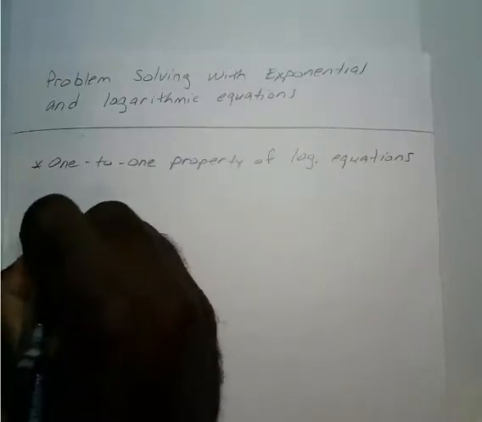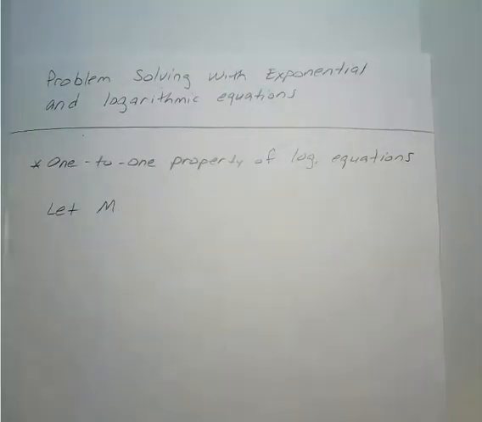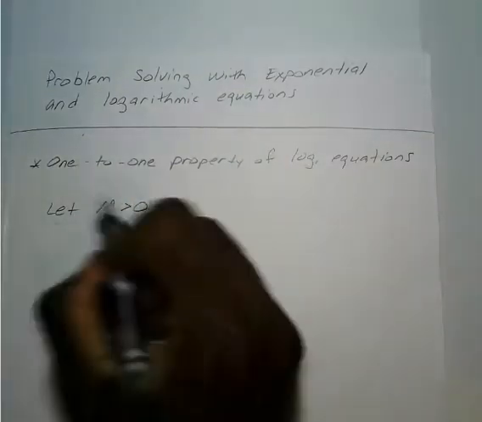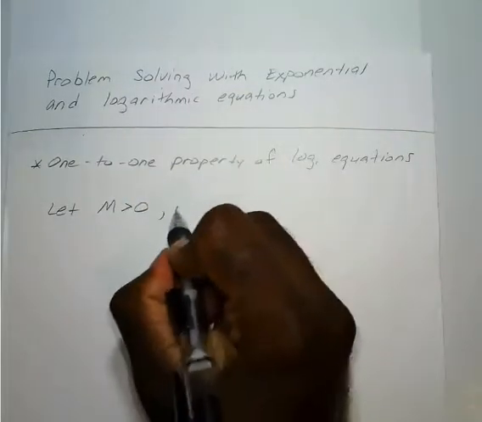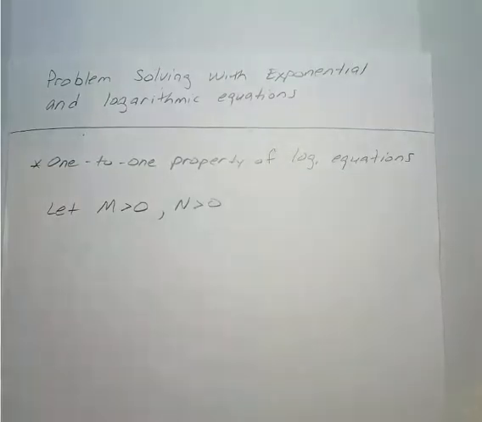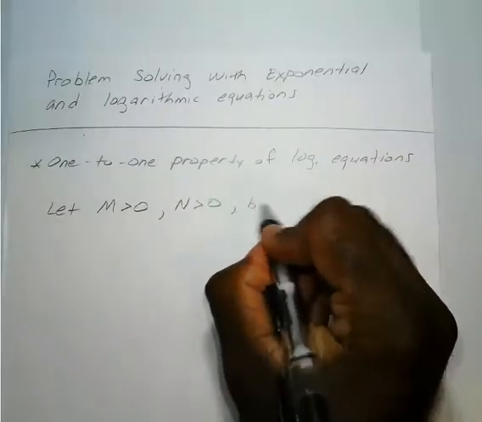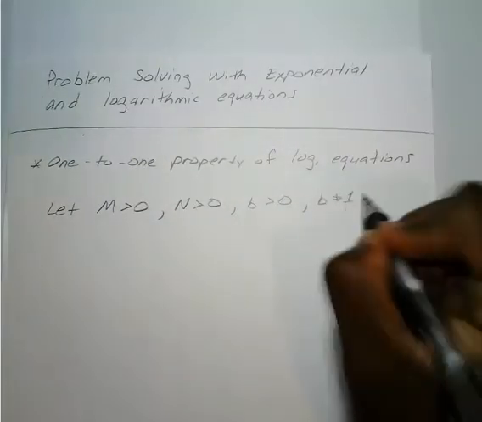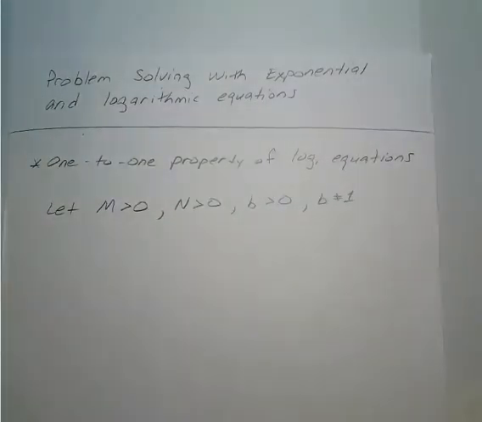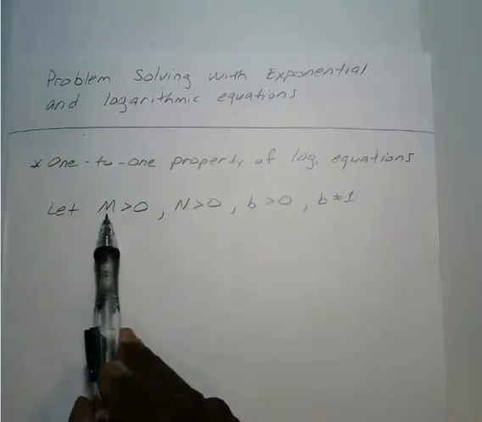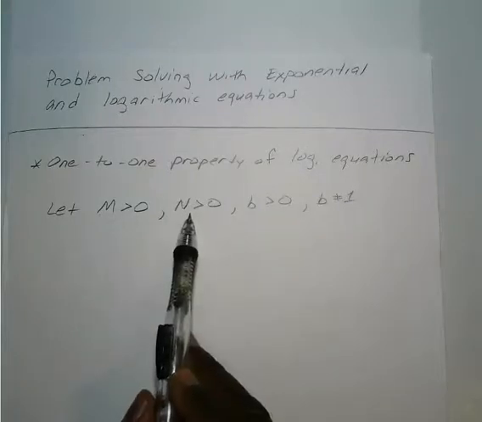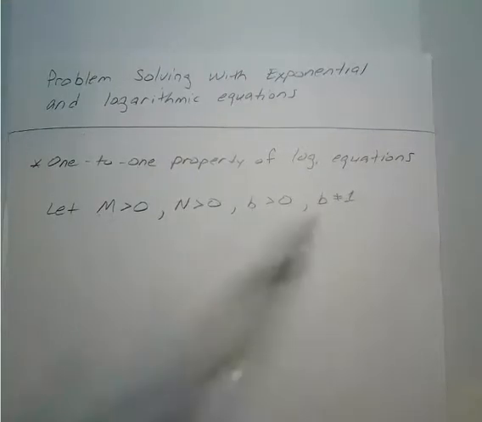Let's say we know that M is positive, or greater than 0. So we let N be greater than 0, and our base is greater than 0, but we know that the base doesn't equal 1. We have all four of these things that have to be true: M and N are both positive, and the base is positive and not equal to 1.